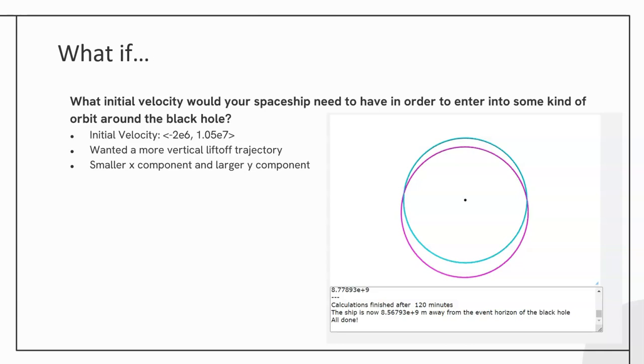And now for the last question, the initial velocity of the spaceship for it to be able to get into the orbit around the black hole was this right here, -2 times 10 to the 6 meters per second, and 1.05 times 10 to the 7 meters per second. I needed a more vertical liftoff trajectory to be able to get the orbit as shown on the right. So I had to reduce the velocity in the x direction and increase the velocity in the y direction.